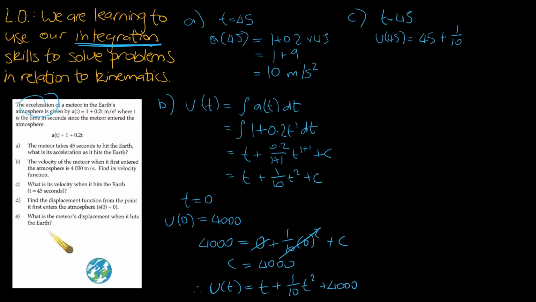plus 1/10 times 45 squared plus 4,000. When you enter that into your calculator, that is going to be 45 plus 202.5 plus 4,000, which is going to be equal to 4,247.5 meters per second. And that would be our velocity as it hits the Earth after 45 seconds.